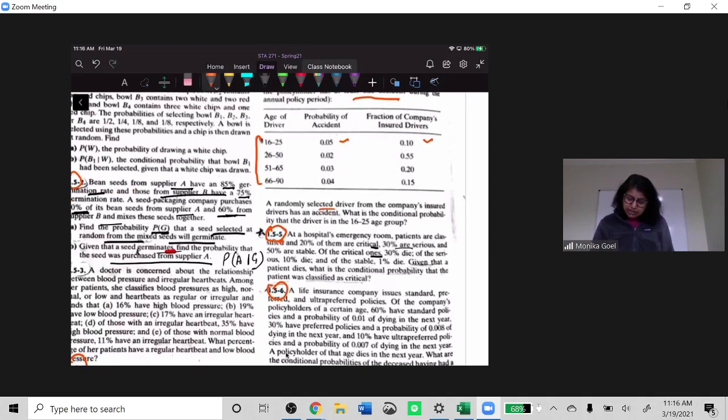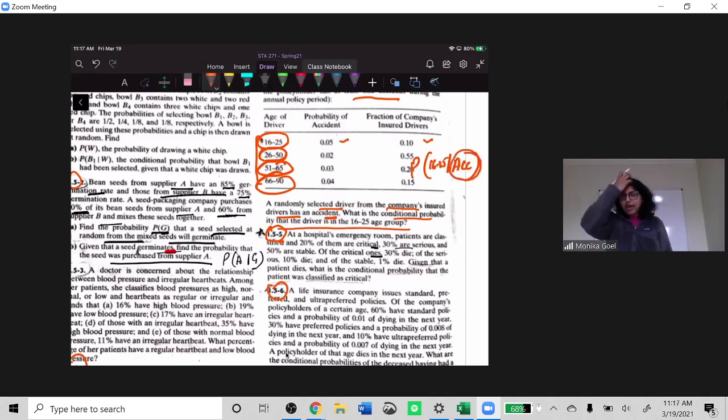A randomly selected driver from the company's insured drivers has an accident. What is the conditional probability that the driver is in the age of 16 to 25? So they said that a randomly selected driver, we don't know which driver, a driver is selected that has an accident. What is the probability that it is from the age of 16 to 25? We can find the probability for any age, like how we did A given G, B given G. So given that the accident was there, and you are looking for that the driver was at the age of 16 to 25.